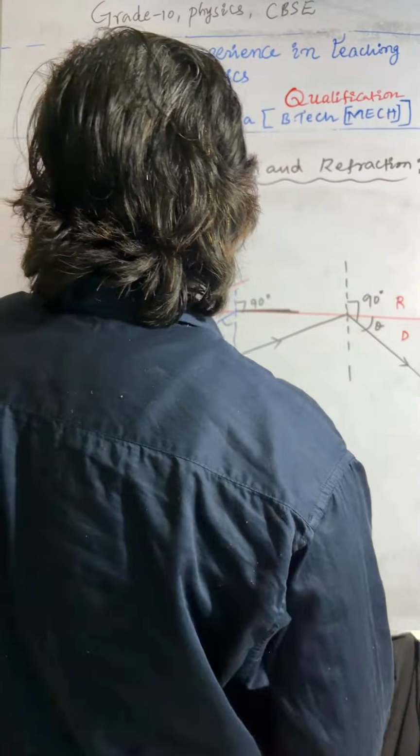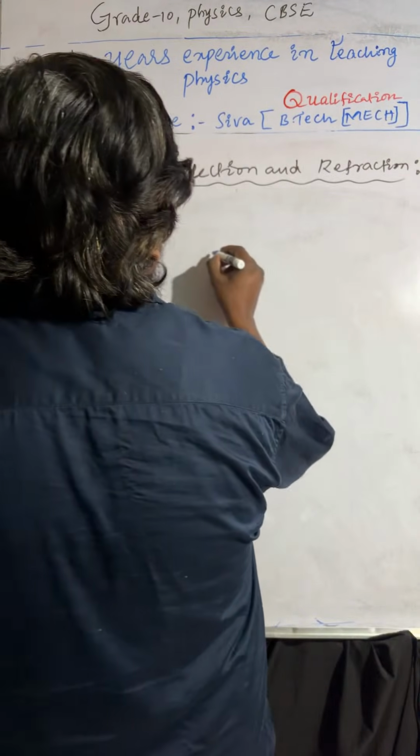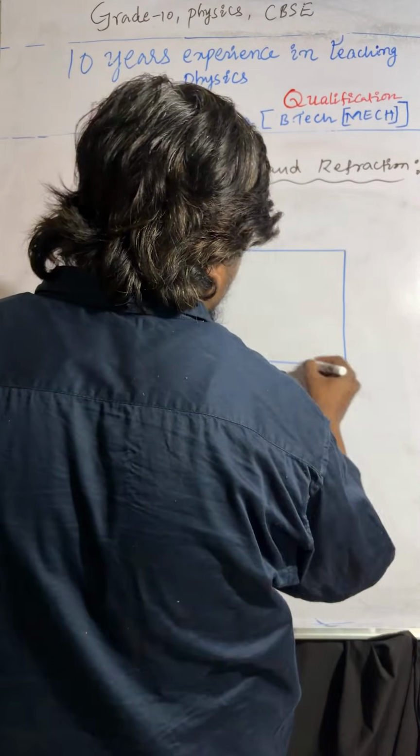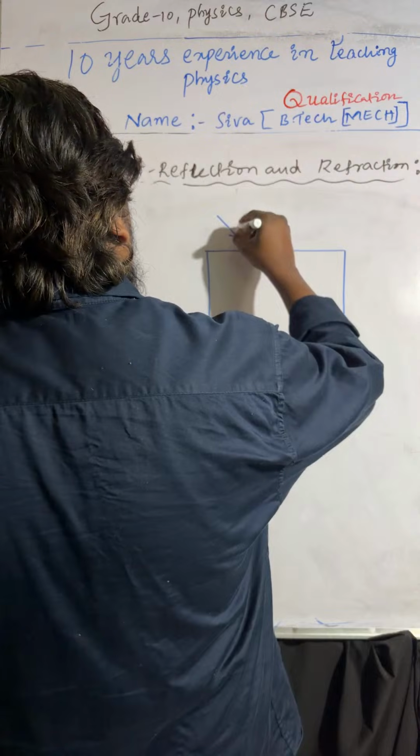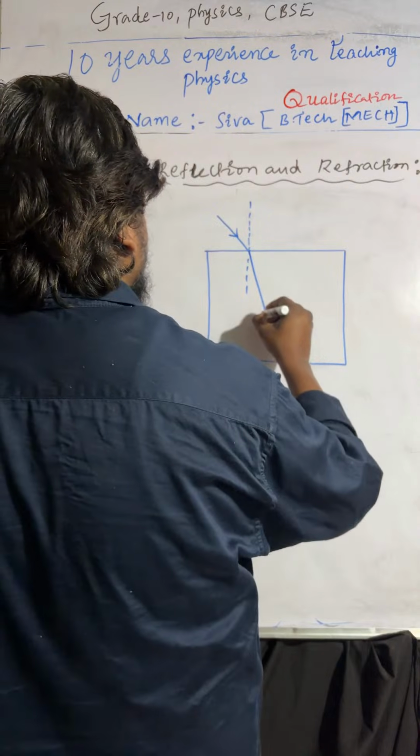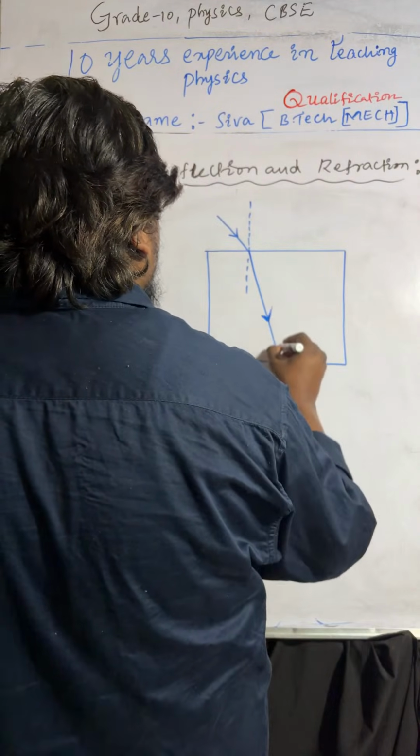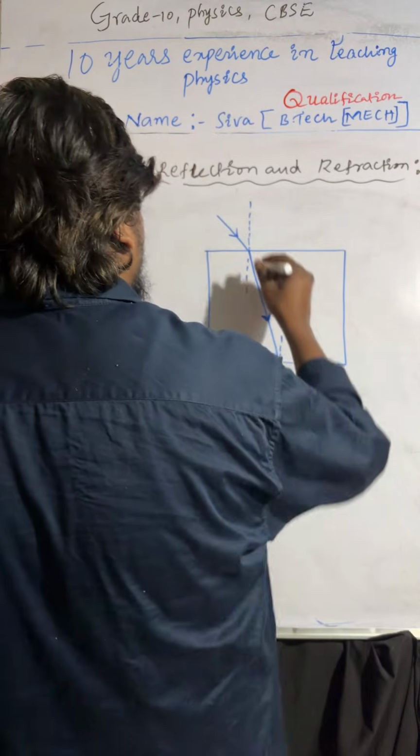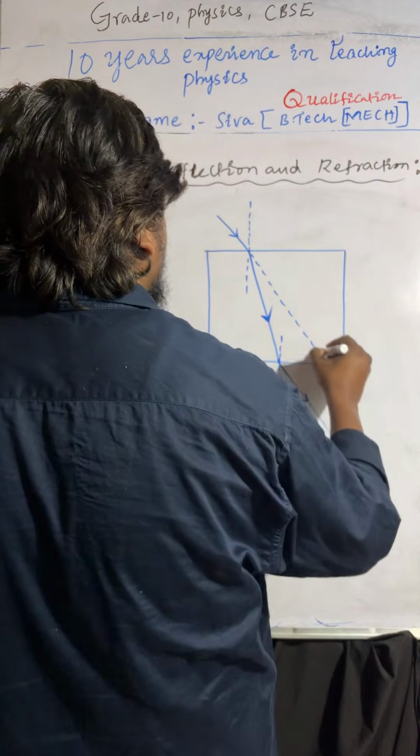Next one. We will discuss one more topic, that is the glass slab. Here we need to discuss the laws of refraction. With the help of the glass slab I will discuss the laws of refraction. This is the incident ray and this is the normal line, then this is the refracted ray, and this is the emergent ray, and this is the normal line. And here this is the initial direction.